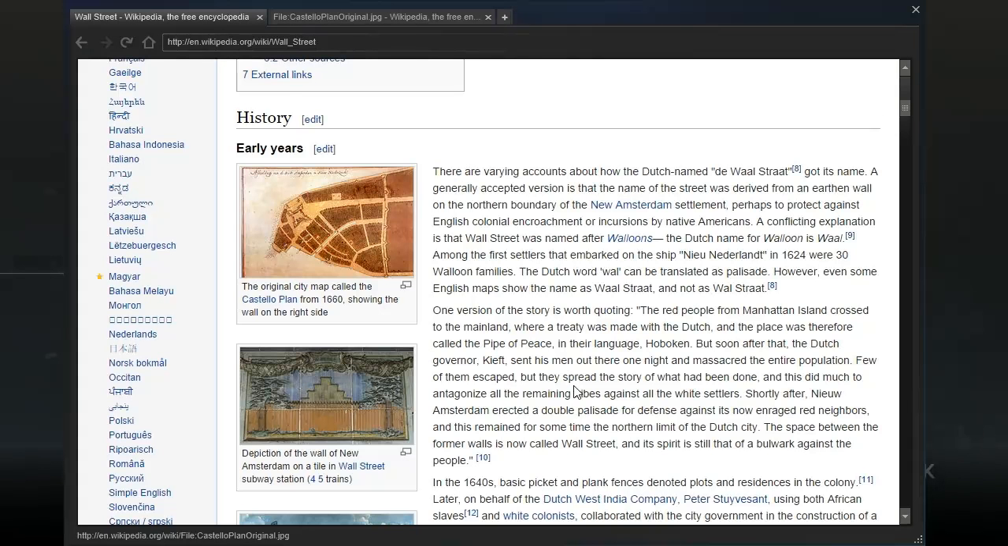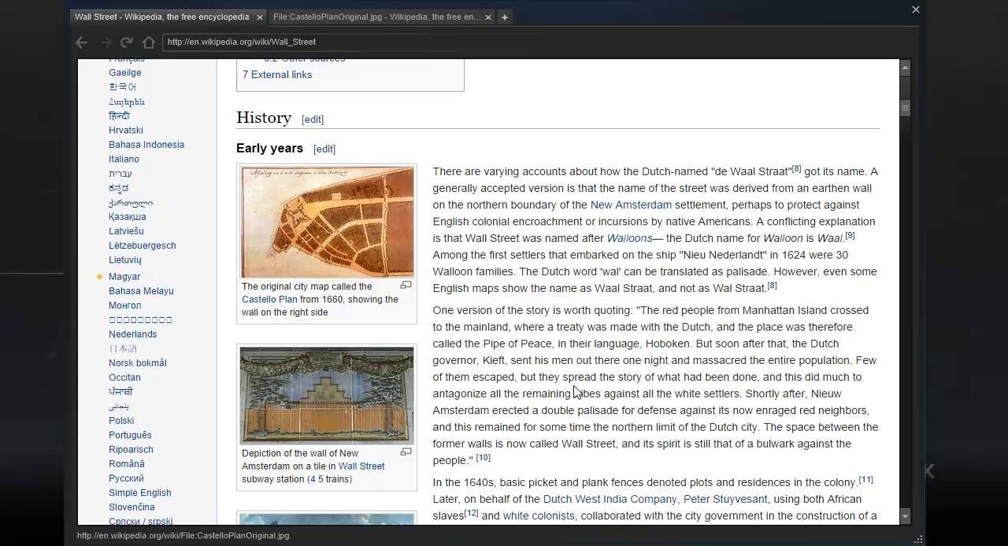There are varying accounts about how the Dutch named Wall Street, the Wallstraat, got its name. A generally accepted version is that the name of the street was derived from an earthen wall on the northern boundary of the New Amsterdam settlement, perhaps to protect against English colonial encroachment or incursion by Native Americans.